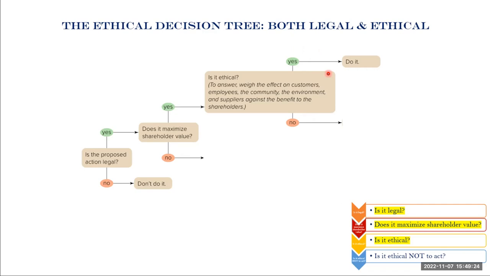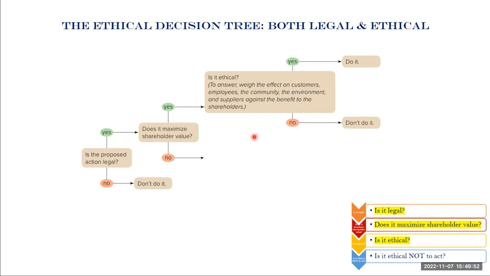But suppose you find that the proposed course of action is not ethical. If you find that it's not ethical, then you obviously, at this point, or maybe it's not so obvious, you do not execute the action. Now, if it is legal and if it has shareholder value and it is ethical, then yes, we do it. Otherwise, we do not do it.